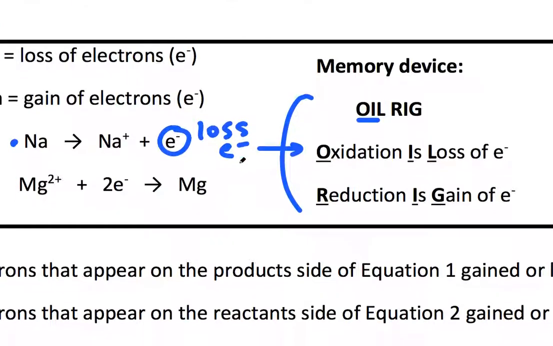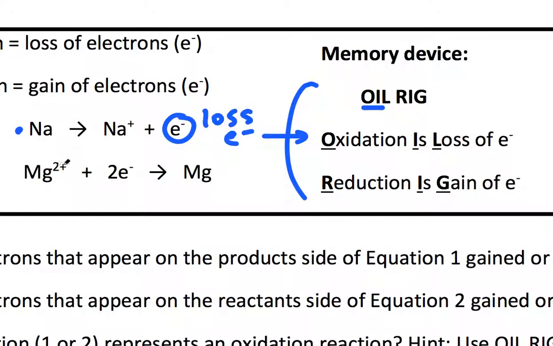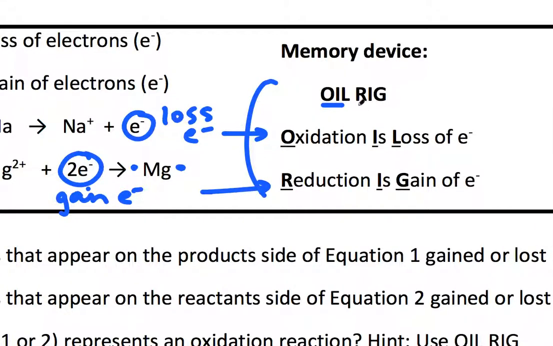Okay? And then over here, the magnesium ion already lost its electrons. It gains electrons to become magnesium atoms. Magnesium atoms have these 2 electrons because it's in group 2. So ions do not have those electrons; the atom does have those electrons. So what we're doing here is gaining 2 electrons. And when we gain electrons, that's called reduction. Reduction is gain of electrons, and that's how we get RIG.